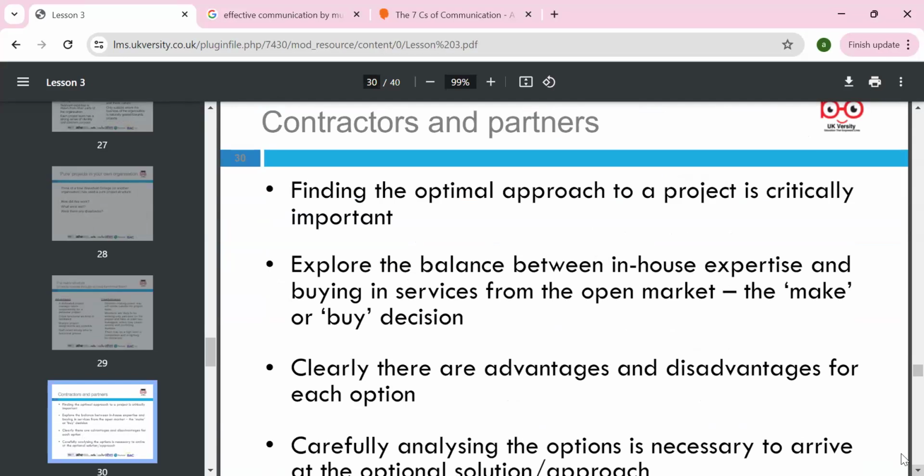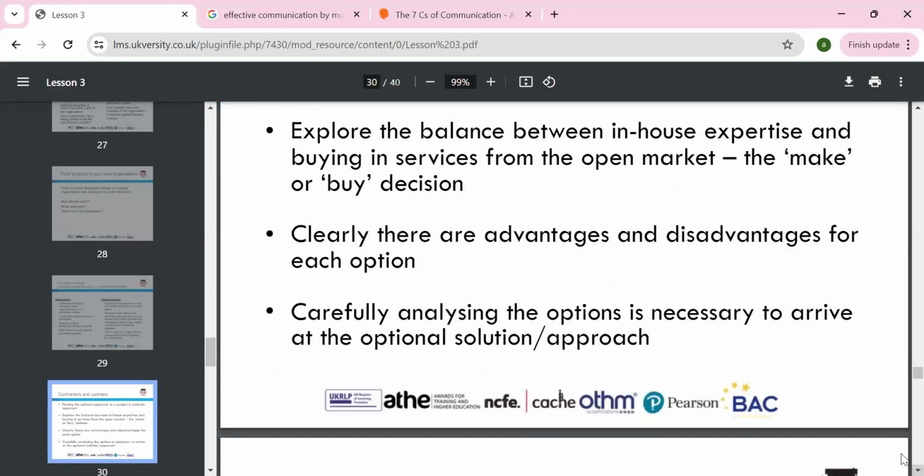Okay, guys, let's look at the last slide: contractors and partners, finding the optimal approach. That's also very important. Explore the balance of in-house expertise, bought-in services, and the open market: make or buy. That is also very important. Be clear on their advantages and disadvantages.